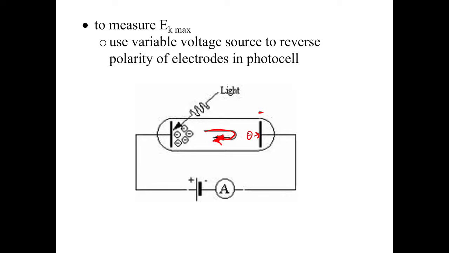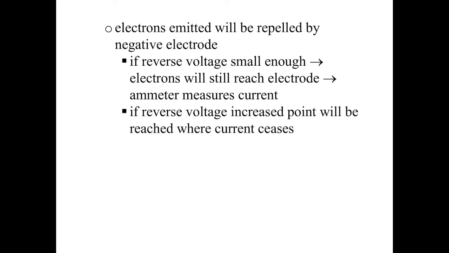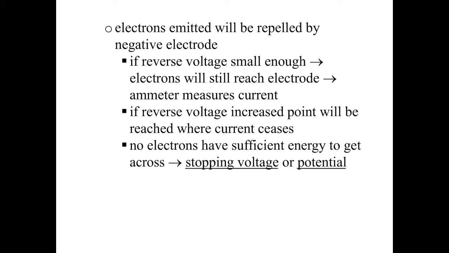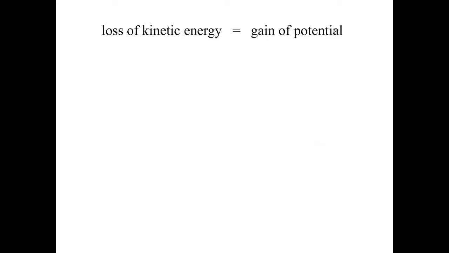Well, we know how to calculate stuff with voltage, don't we? I know, we have to go back a little bit to our electric unit. This is basically just saying everything I did. When those electrons are stopped, that's what we call our stopping voltage or stopping potential. So that loss of kinetic energy is equal to your gain of potential. So the maximum kinetic energy is equal to how much potential energy was needed to stop it, which is, of course, the charge times the stopping voltage.